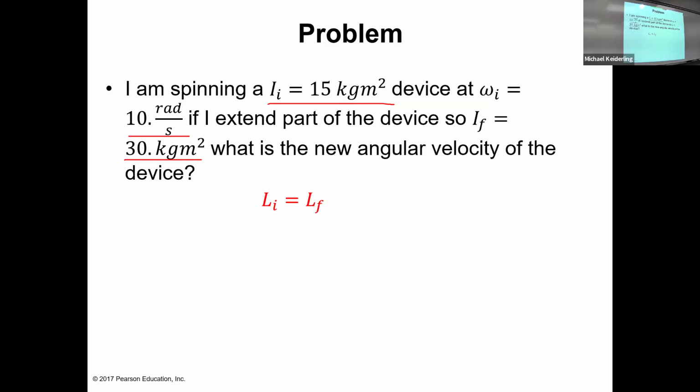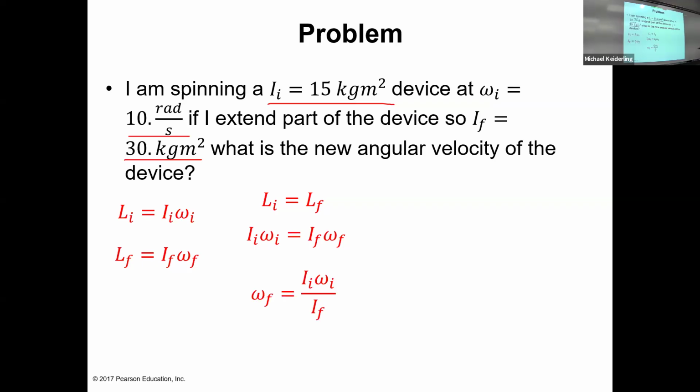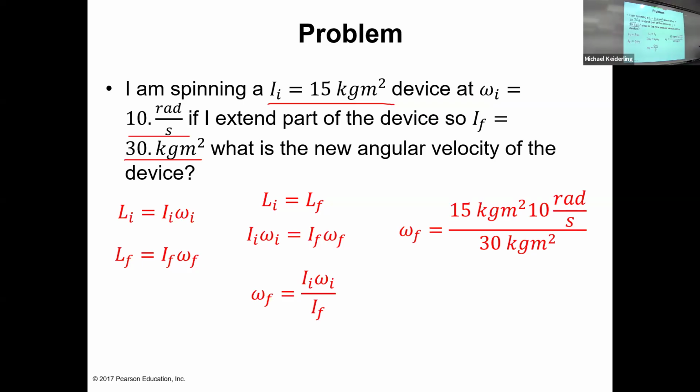So angular momentum initial equals angular momentum final. So I initial times omega initial equals I final times omega final. So omega final is going to be I initial times omega initial over I final. So 15 kilogram meters squared times 10 radians per second divided by 30 kilogram meters squared, which gives us 5 radians per second. So moment of inertia gets bigger, rotating object slows down. This is if you're spinning and you stretch your arms out, you'll slow down.